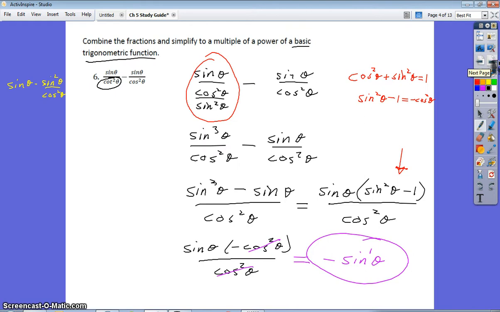Alright, let's jam. I'm running out of time here. So first thing I did on this one here, number 6, is I changed everything. I changed the cotangent into terms of sine and cosine as cosine squared over sine squared, inverted and multiplied, and then from there I had a common denominator, so I added them up or subtracted, and then I factored out a sine and then made a Pythagorean substitution, and then I ended up with cosine squared crossing off with cosine squared, which gave me negative sine in the end there.